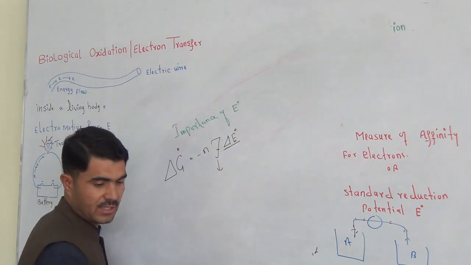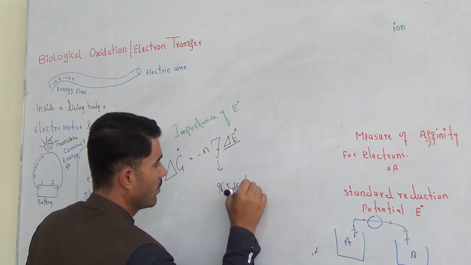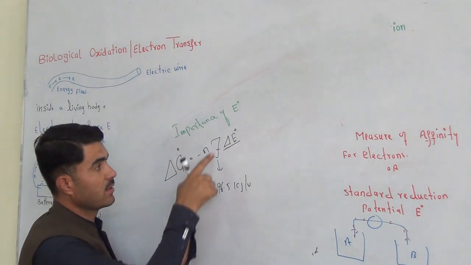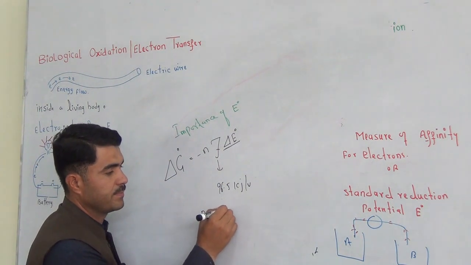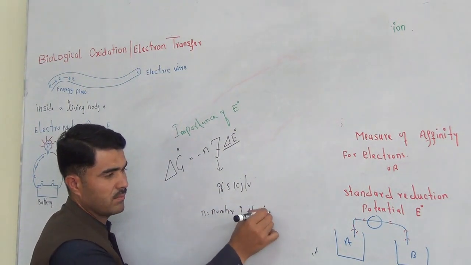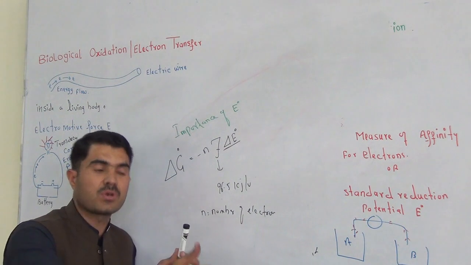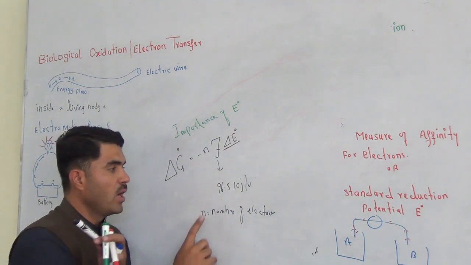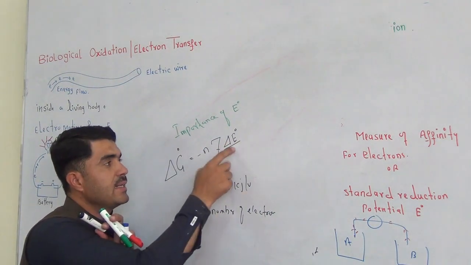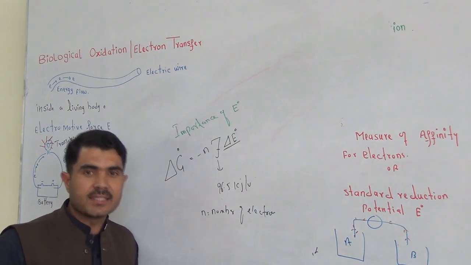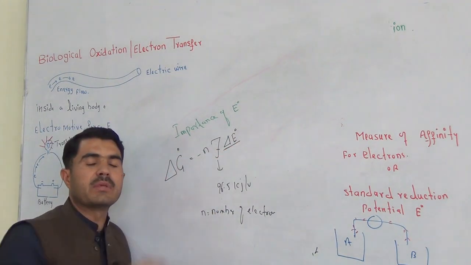Its value is always constant, that is 96.5 kilojoule per volt, right? This is the constant value of Faraday's constant, and n is the number of electrons. You know that whenever there is a reaction, there must be electron transfer. 1 electron, 2 electrons, 3 electrons, whatever number of electrons we have, we just put that number here. We also know that every reaction has a standard reduction potential. So we will put the values here, and whatever answer comes will be the free energy.